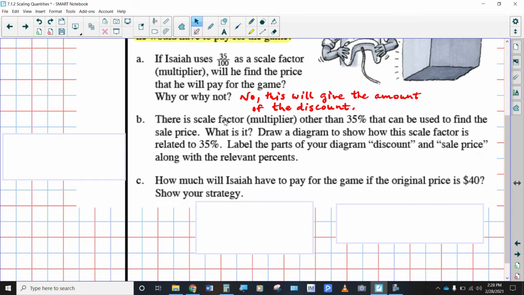It says there is a scale factor or a multiplier other than 35% that can be used to find the sale price. What is it? Draw a diagram to show how the scale factor is related to 35%. Okay, and label the diagram as showing a discount and a sale price. I would like for you to pause for a second and see if you can do this.